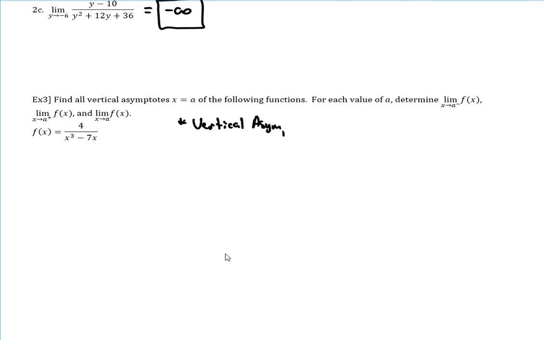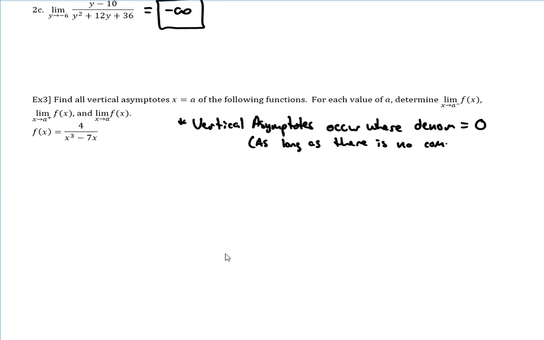So vertical asymptotes occur where the denominator equals 0, as long as there's no common factor in the numerator. So if there is a common factor in the numerator, then you would get the 0 over 0 case, and we would have a different style problem.